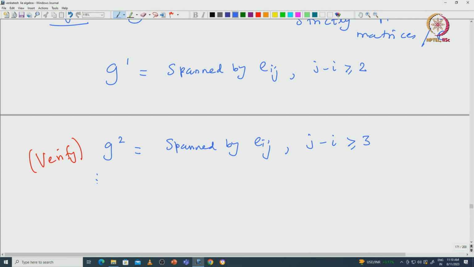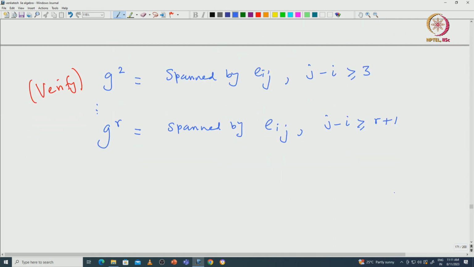And so on. If you take any g^r, that will be spanned by the elementary matrices E_ij such that j minus i is greater than or equal to r plus 1. So, when r is at least n plus 1, it is clear that g^r will be 0. That implies this Lie algebra is actually a nilpotent Lie algebra.